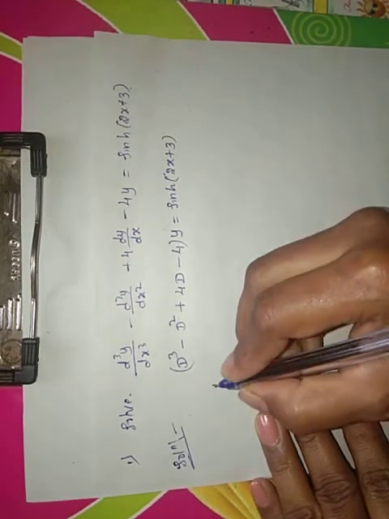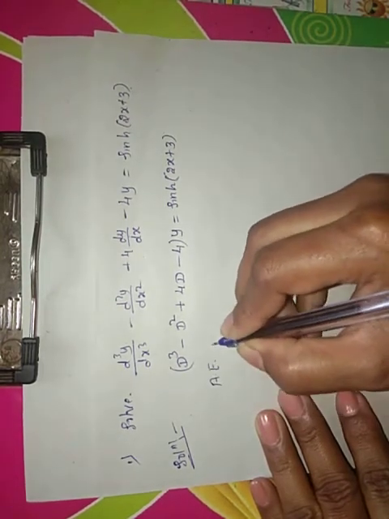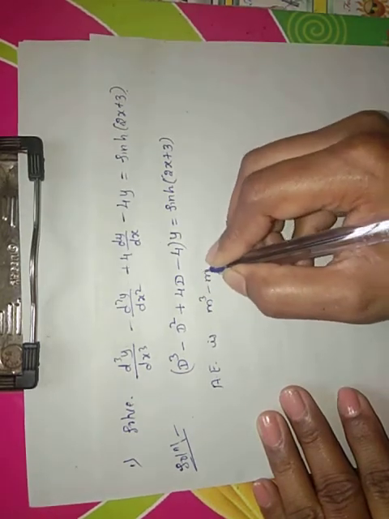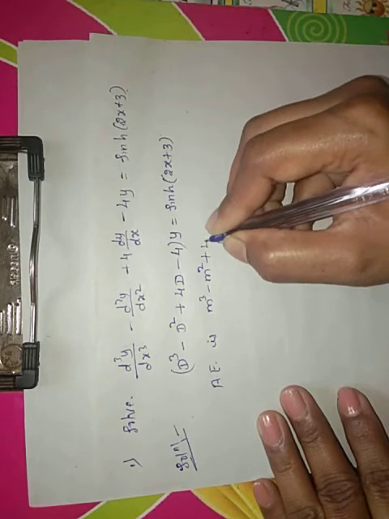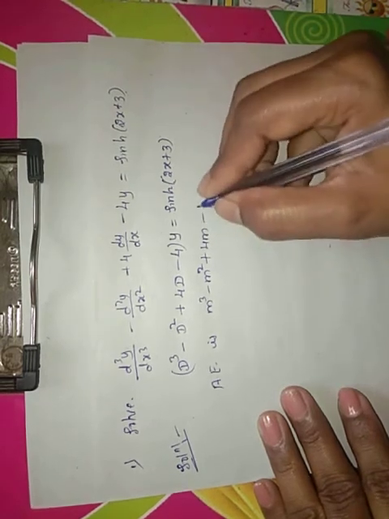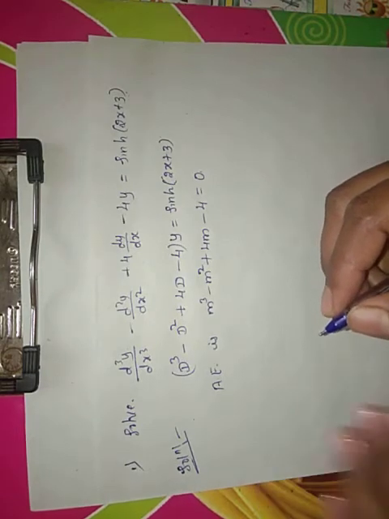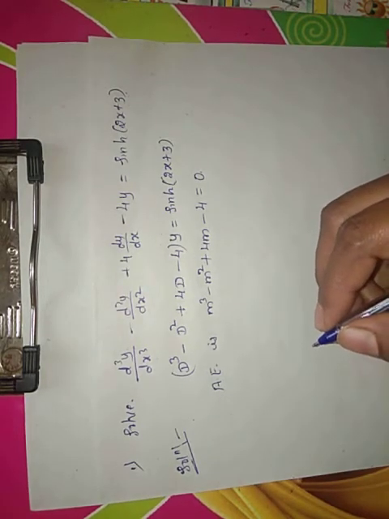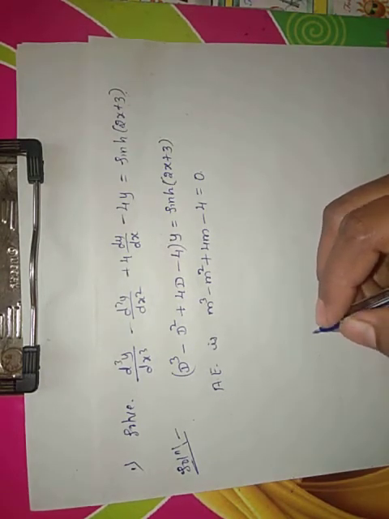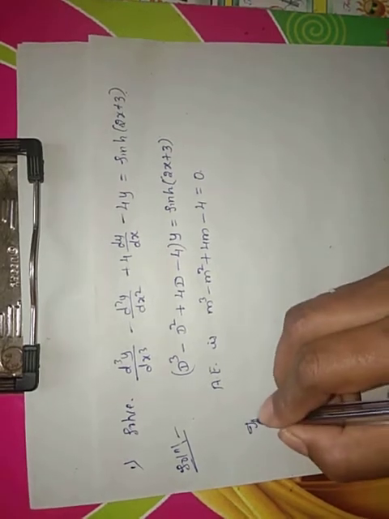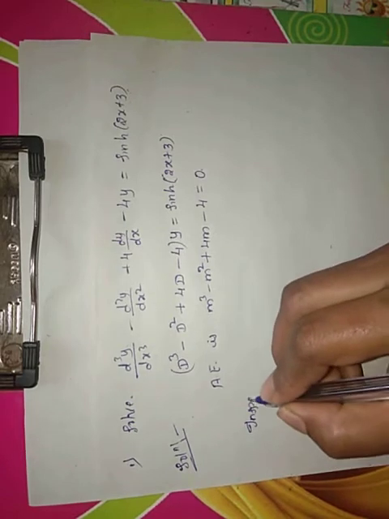So now I am going to write down the auxiliary equation. So our auxiliary equation is m cube minus m square plus 4m minus 4 is equal to 0. Now we have to find out the roots. Here to find out the roots, we have to follow the procedure, that is inspection and synthetic division method. First go for the inspection method.